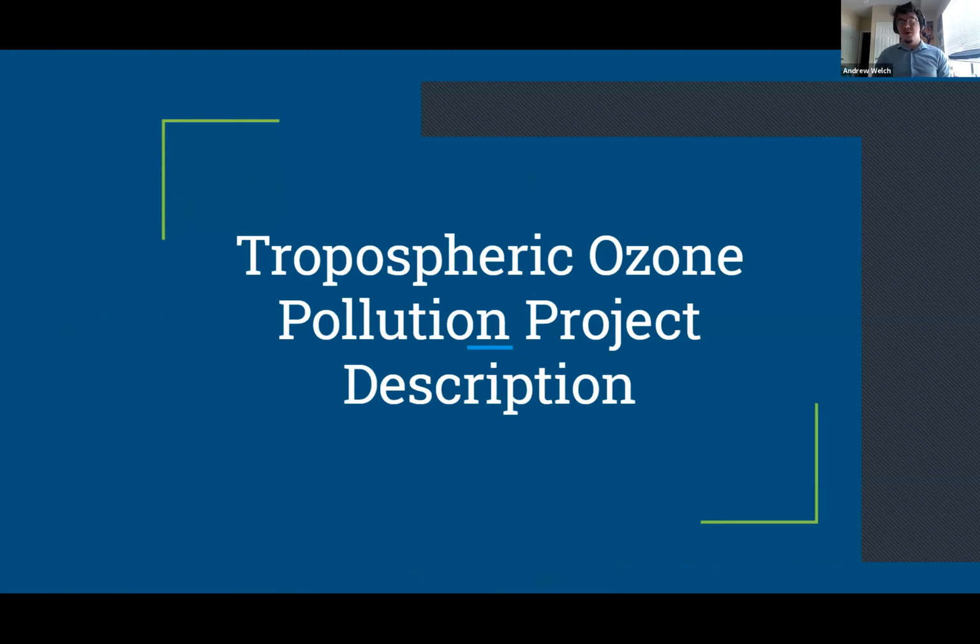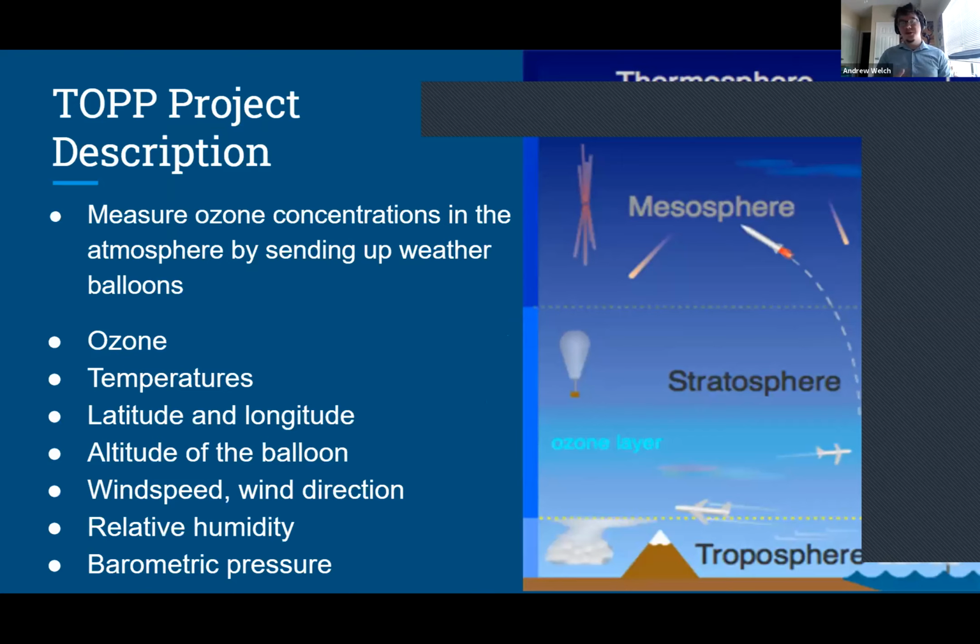So the tropospheric ozone pollution project. Essentially, Dean Morris of the School of Natural Sciences works with the larger atmospheric community here in Texas and across the United States and collects various kinds of ozone data all over the US. They measure ozone concentrations in the atmosphere by sending up weather balloons. They're these little ozone sondes. They collect a bunch of different kinds of information. We can see that here on the slide.